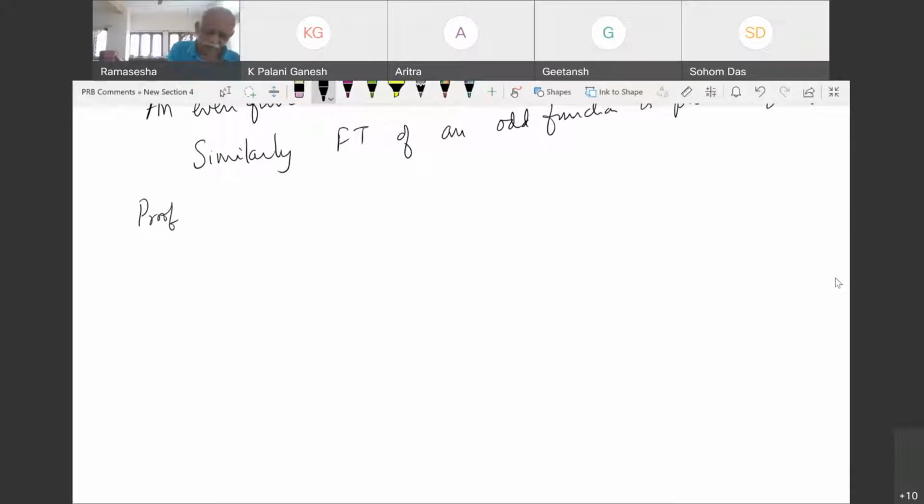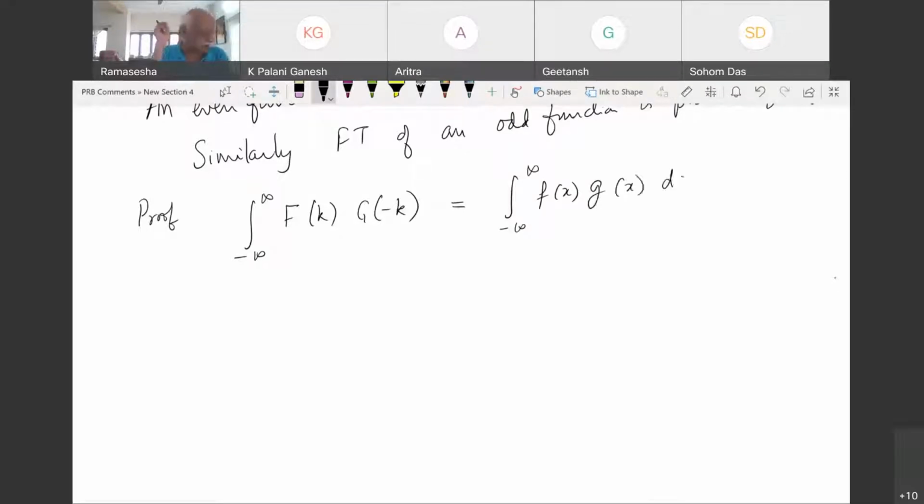Proof that the integral from minus infinity of f of t d of minus t is equal to the integral of f of x g of x dx. I have just cancelled 1 upon root 2 pi. It doesn't matter. This is dk.